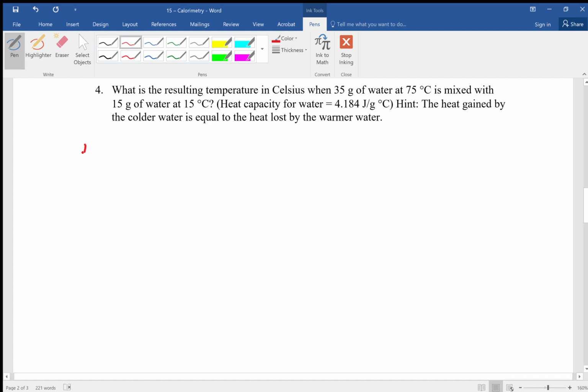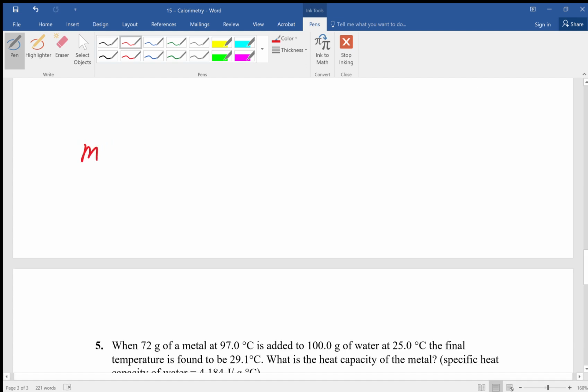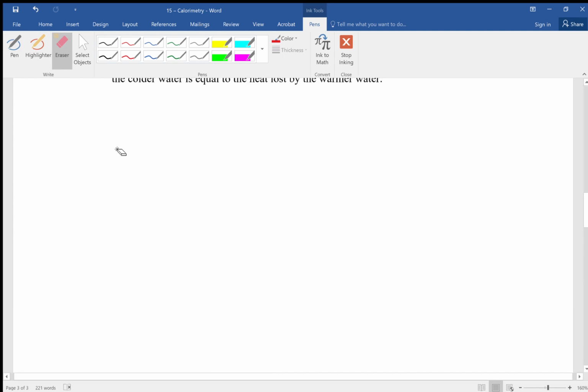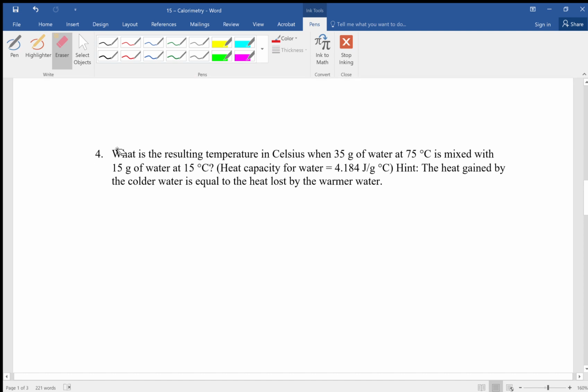So I'm not sure why that did that. Let's start again. So we can calculate a Q for the cold water. We can also calculate a Q for the hot water.